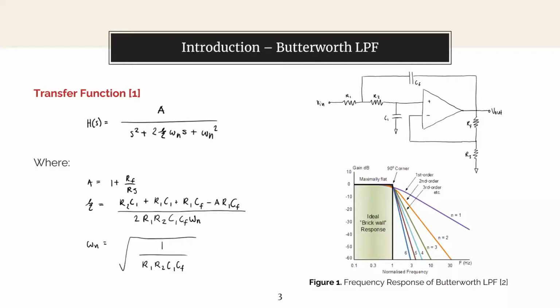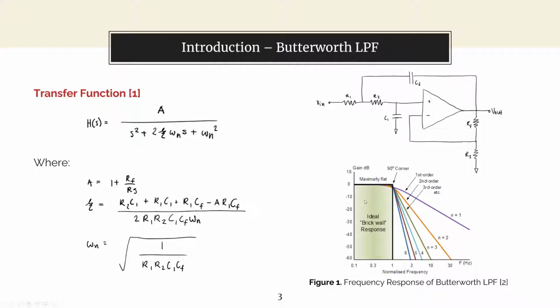First, I'll explain the Butterworth filter. Some of you may be familiar because it's a very popular form of a transfer function. The gain is set by resistors RF and R3. And the damping ratio is given by this equation here. The damping ratio affects the shape of the pass band of the filter and the existence of a peak at the cutoff frequency.